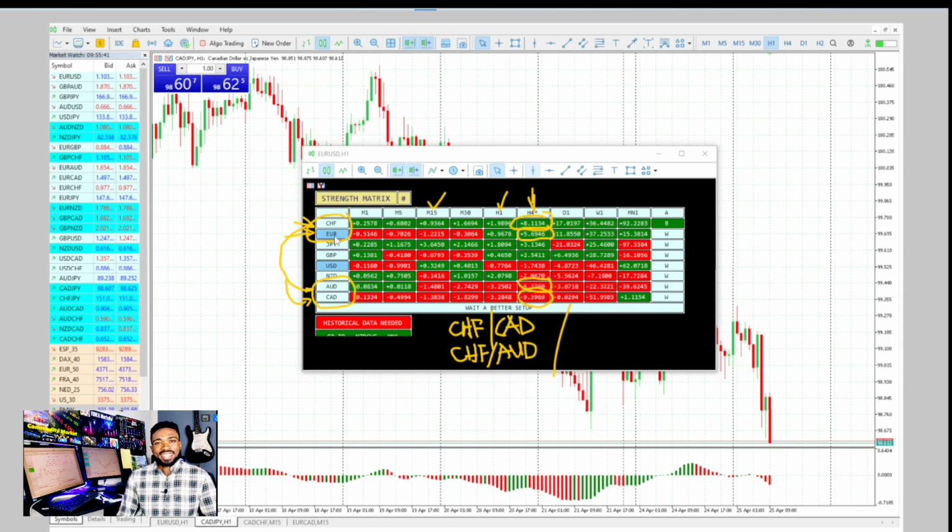Now let's come to the euro. You can also merge the euro with the AUD and euro with the card. So you can say euro card, euro card, and we can also say euro with the AUD.